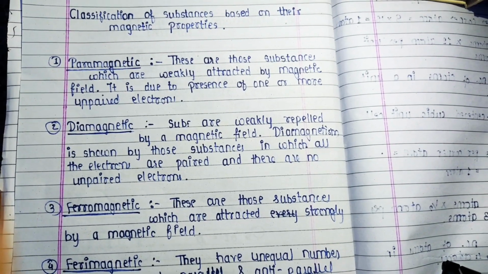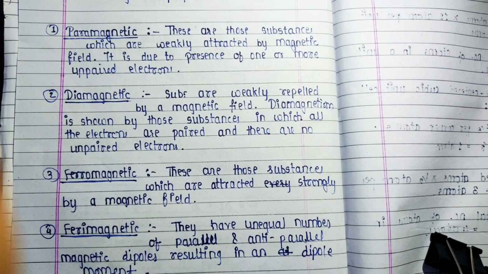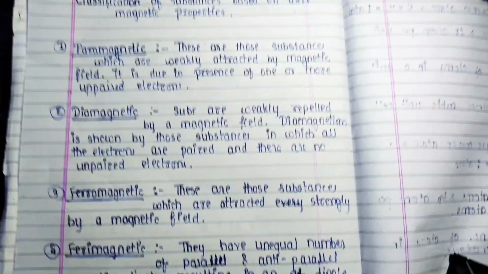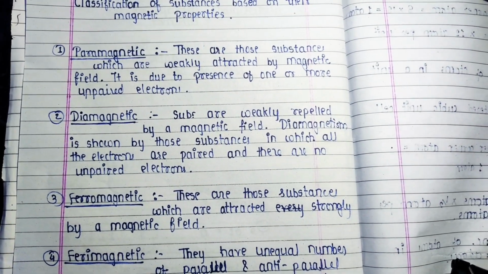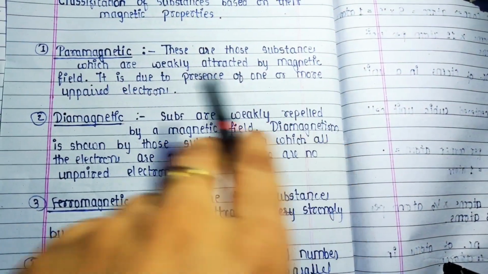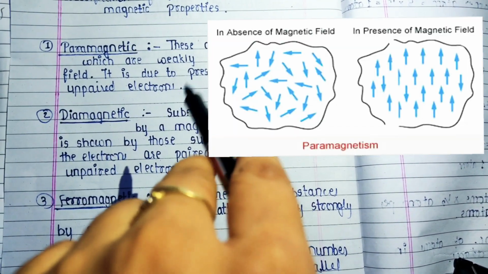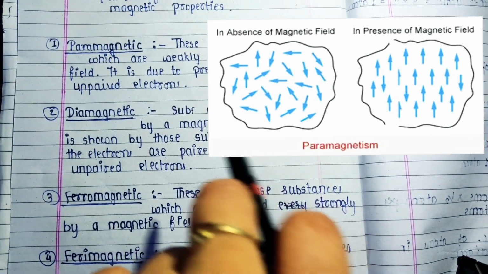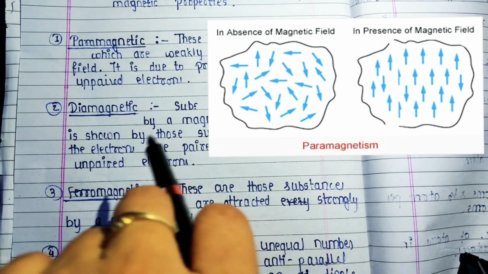Next one is the classification of substances based on their magnetic properties. These are paramagnetic, diamagnetic, ferromagnetic, and ferrimagnetic properties. First is the paramagnetic property. These are those substances which are weakly attracted by a magnetic field. It is due to the presence of one or more unpaired electrons. As you can see in the structure, in paramagnetic substances, the magnetic moments do not interact with each other and they are randomly arranged in the absence of a magnetic field.